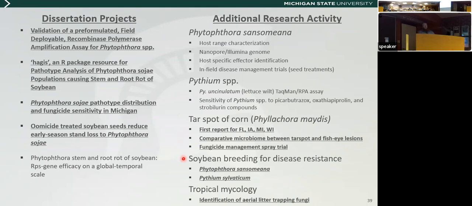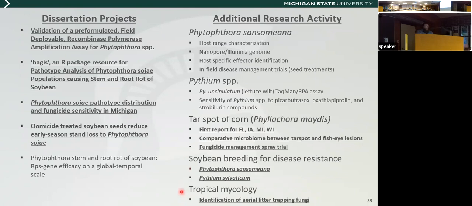One of my favorite things that I do is working with the soybean breeders at Michigan State. They love it when I characterize Pythium and Phytophthora isolates for virulence and aggressiveness across species. They take those isolates and use them to identify QTLs for resistance, or in the case of Phytophthora sansomeana, we believe we found the first R gene for Phytophthora sansomeana in some of those soybean lines. So I'm really excited about that, and I hope we get that out soon because I think it's really cool.